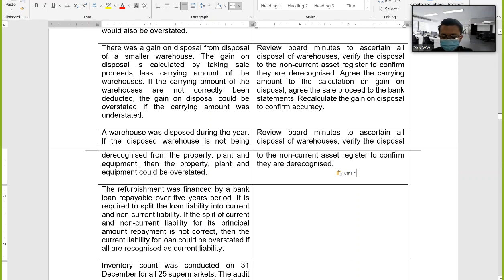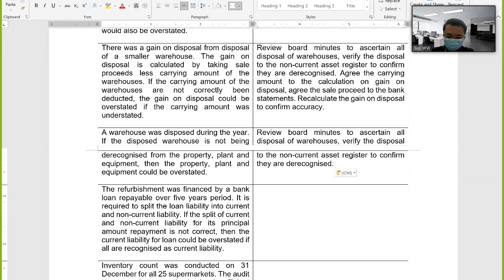The refurbishment was financed by a bank loan repayable over a 5 years period. It is required to split the loan liability into current and non-current liability. If the split is not correct, then the current liability will be overstated. Okay. How do I know how much to be divided? It depends on the loan agreement.